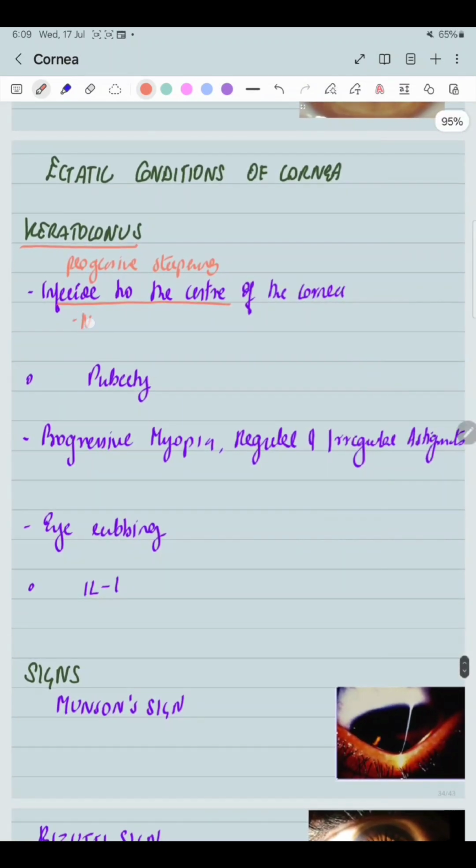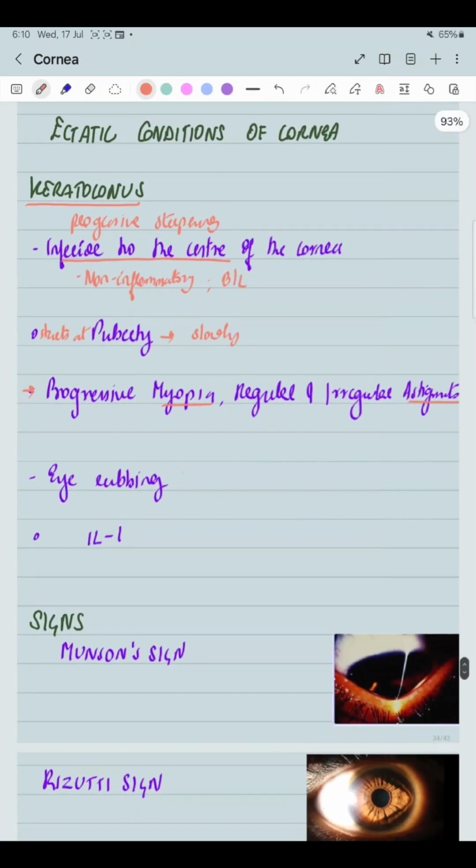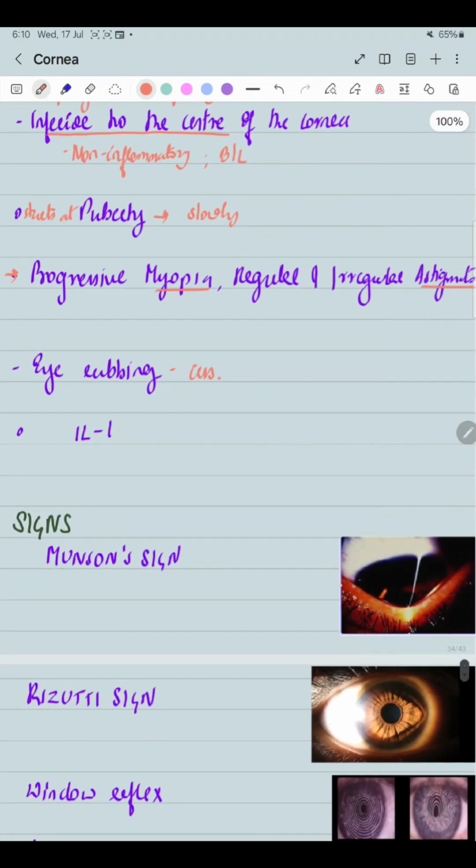It is a non-inflammatory bilateral ectatic condition of the cornea, usually starting at puberty and progressing slowly. The patient will complain of progressive myopia and regular or irregular astigmatism. The most typical complaint is that vision does not improve fully despite full correction with glasses. Eye rubbing is strongly associated with the development of keratoconus. The cytokine interleukin 1 has been suggested as a mediator of eye rubbing and stromal degradation.